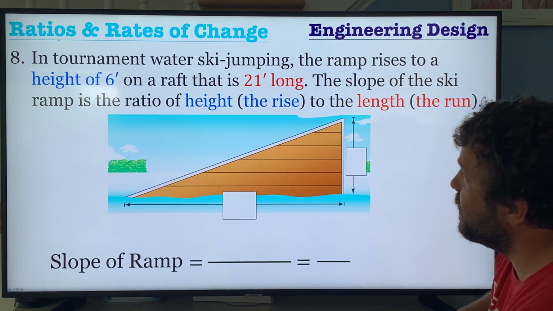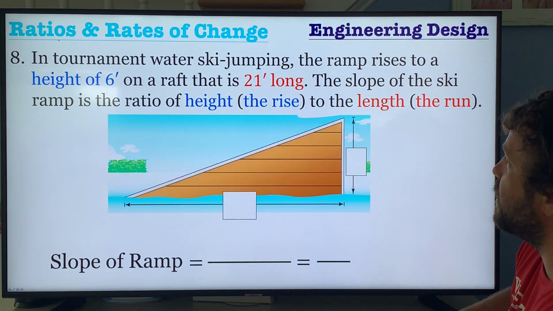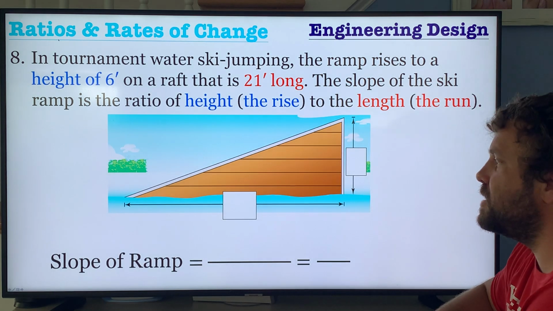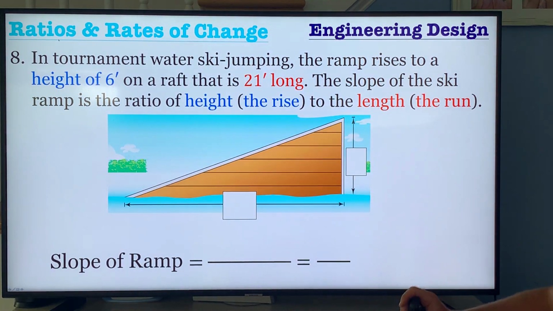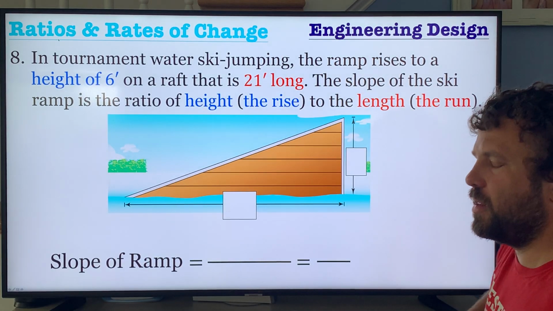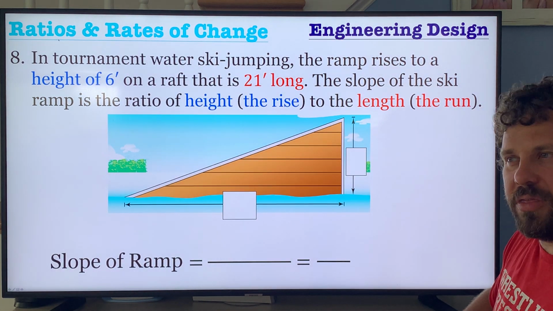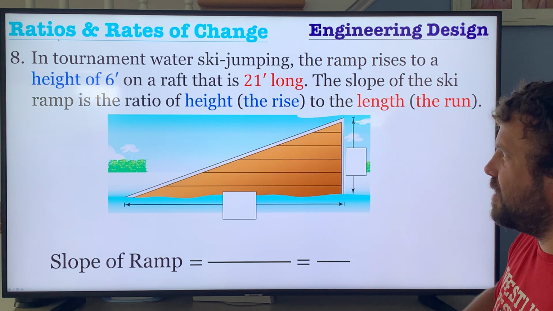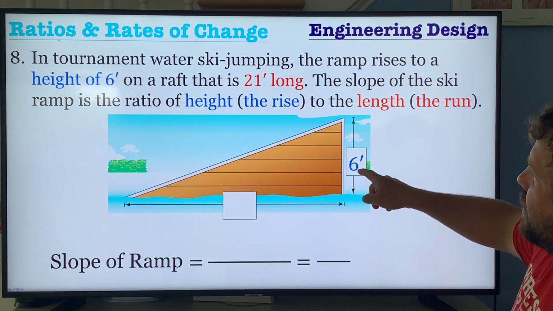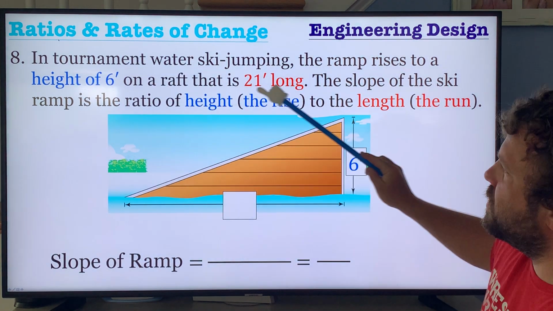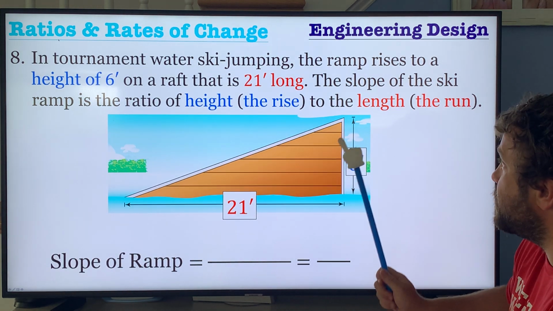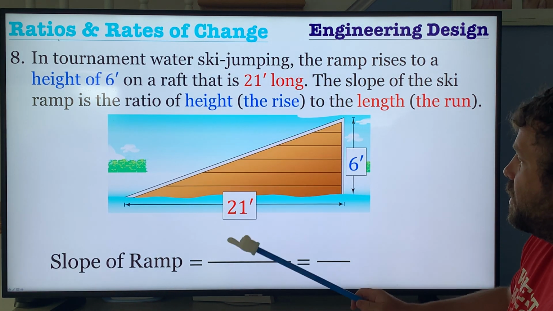The ramp rises to a height of 6 feet. The ramp is 21 feet long, so you're going to jump over that floating ramp. I don't even know who would want to do that. The slope of the ski ramp is the ratio of height over length, rise over run. So first thing I want you guys to do is decorate this nice picture by labeling the height and the length. All right, so 6 feet high. Height is 6 feet, 21 feet long. The slope is rise over run.